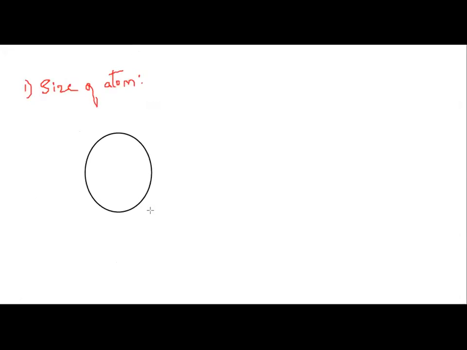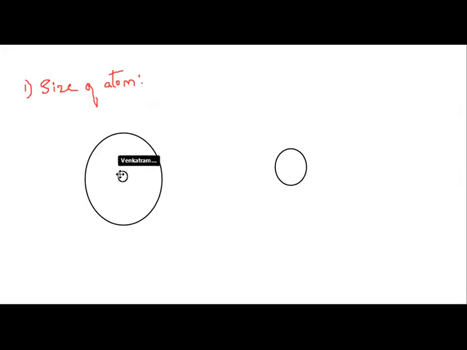Okay, let me consider this atom and let me consider this atom. Here is the nucleus. Fine. So if the atomic size is large and if the atomic size is small, what will happen? Imagine this is the outermost shell here, and this is the nucleus.